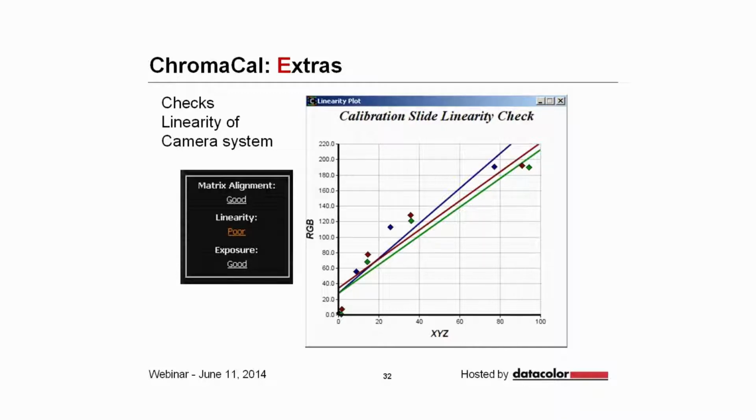There are also some extras with the system. It does check for the linearity of your camera system. And by system, I mean not just the camera itself, which very likely is linear, but also some of the settings that you might set in the camera acquisition software. In this instance, the software will show you that the linearity is poor and actually won't let you proceed. And in the graph to the right, you can see that some of the color values are scattered above the linear lines, showing that there was a change in gamma.